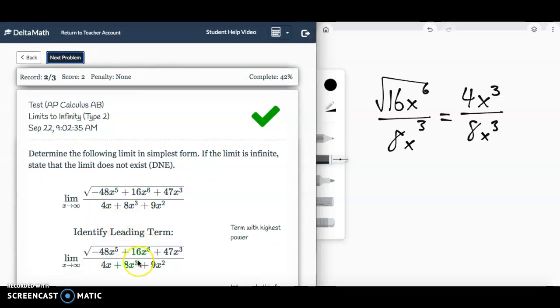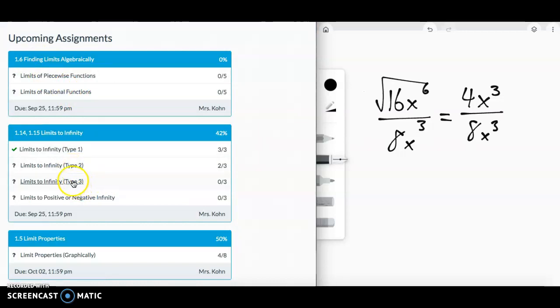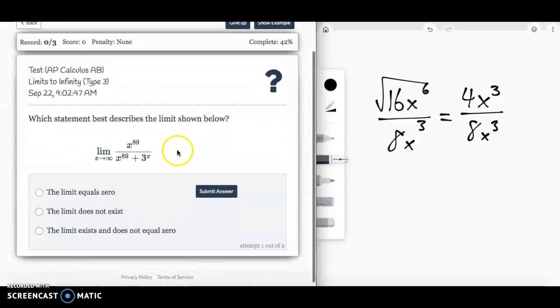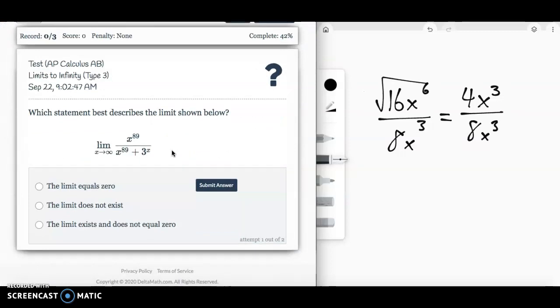All right, so those ones are pretty self-explanatory, I think, now that we've got the swing of things. Let's try this next type. Oh, this one just looks like a multiple choice problem. The statement best describes the limit shown below: the limit equals 0, the limit does not exist, or the limit exists and does not equal 0. So you don't have to actually find the limit, you just have to tell me which one of these things happens. The only part I have to care about is an exponential function. As that goes to infinity, the bottom of my fraction will get super big, which means my whole fraction will get super small.